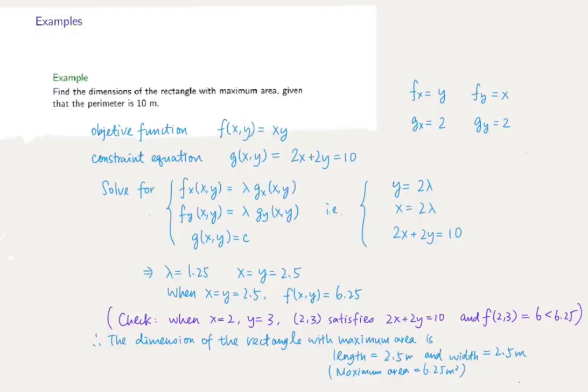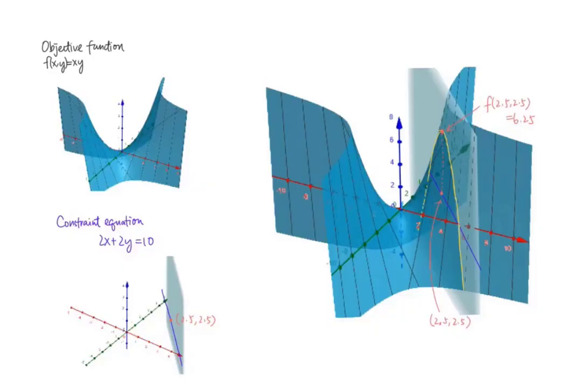We can refer to the examples again. We have solved them in the previous video. We can explain them using the level curves. This is the first example and the solutions were given in the last video. This is the corresponding three-dimensional graph for the objective function f of x y equals x times y and the constraint equation 2x plus 2y equals 10, which is given on this two-dimensional plane.